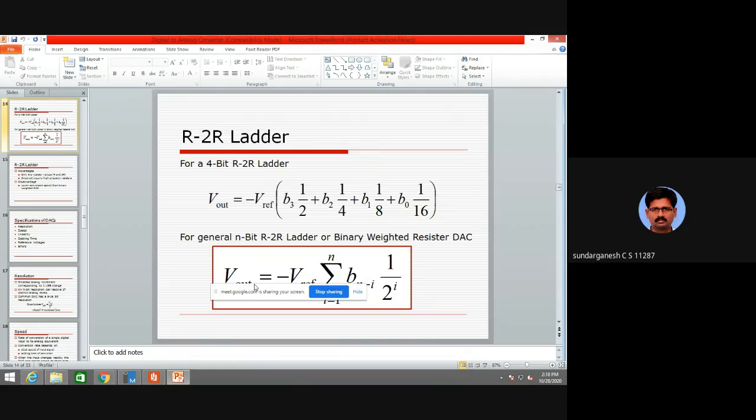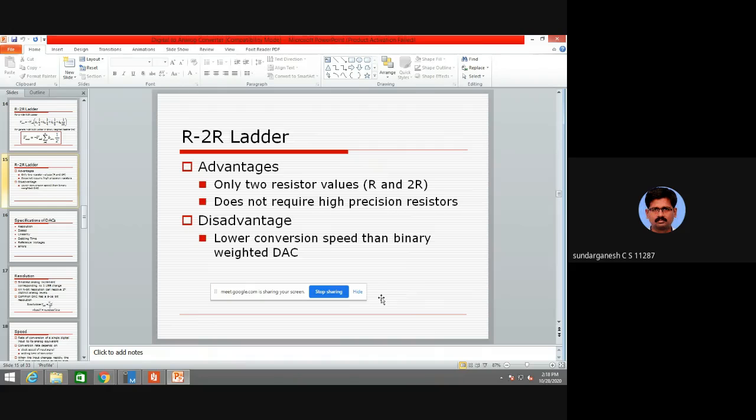Now, for a 4-bit R-2R network, Vo is equal to minus V reference times V3 into 1 by 2 plus V2 into 1 by 4, V1 into 1 by 8, V0 into 1 by 16. For a general n-bit R-2R network or weighted resistor, the formula is Vo equal to minus V reference, sigma i equal to 1 to n, V(n minus i) times 1 by 2 to the power i.